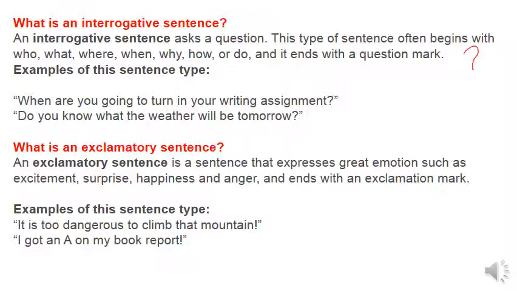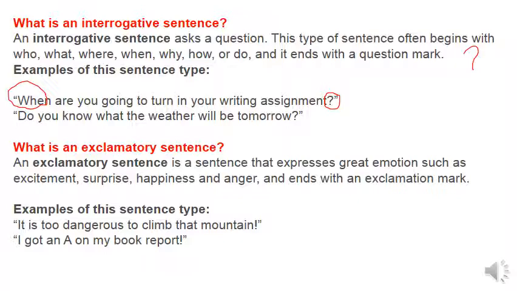Let's read some examples. When are you going to turn in your writing assignment? As you can see, this sentence started with when, which is a question word, and ended with a question mark. So, this is an interrogative sentence. It's asking a question. It's asking someone, when is he or she going to turn his or her writing assignment?